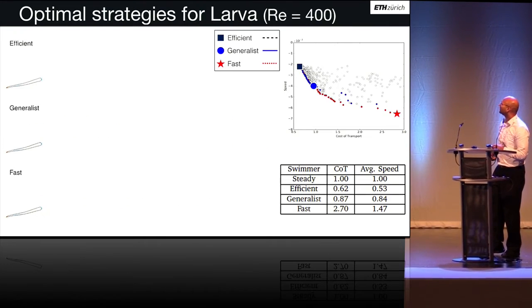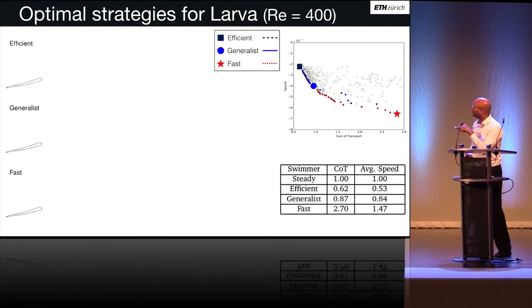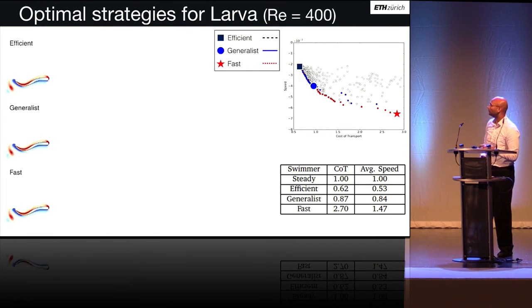And here's the result. Okay, so this is an animation showing the result from the efficient swimmer on top. The generalist, maybe I didn't define this. Generalist is a swimmer that has a very appealing combination of both speed and low energy expense. And the fast swimmer. And this is for a larval fish, okay? So let's see how this went.